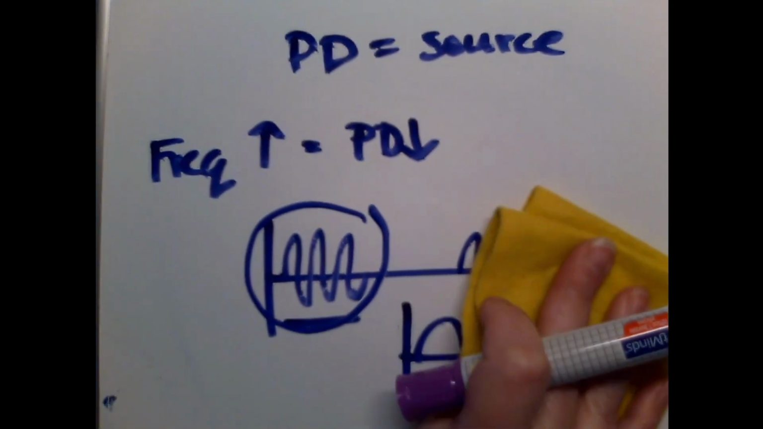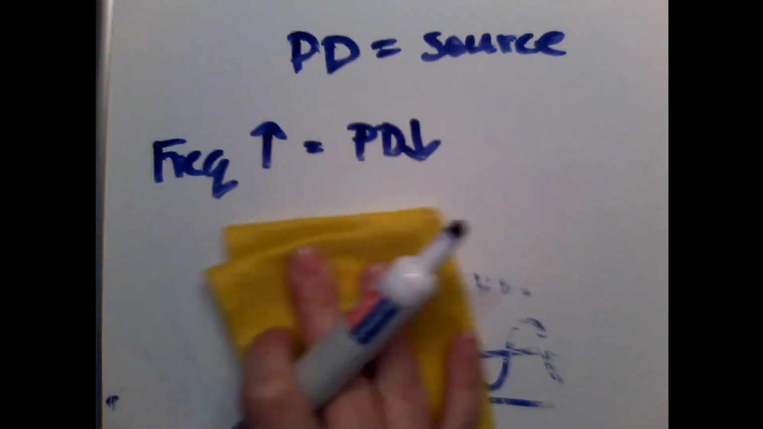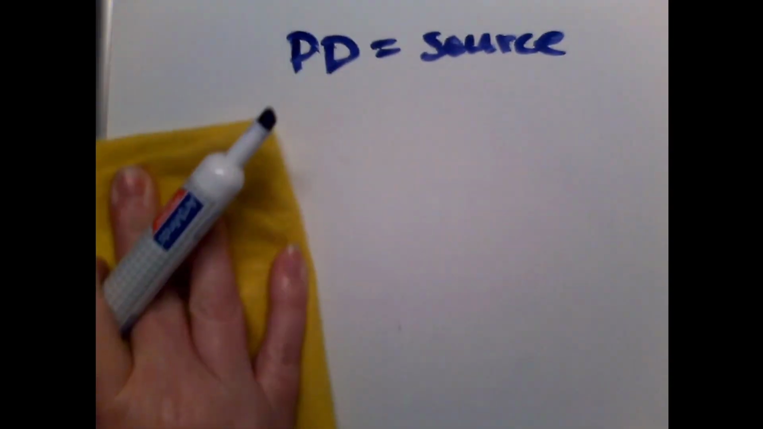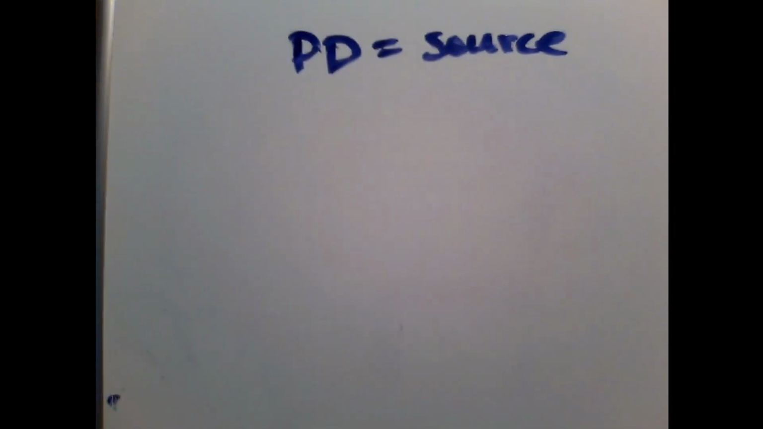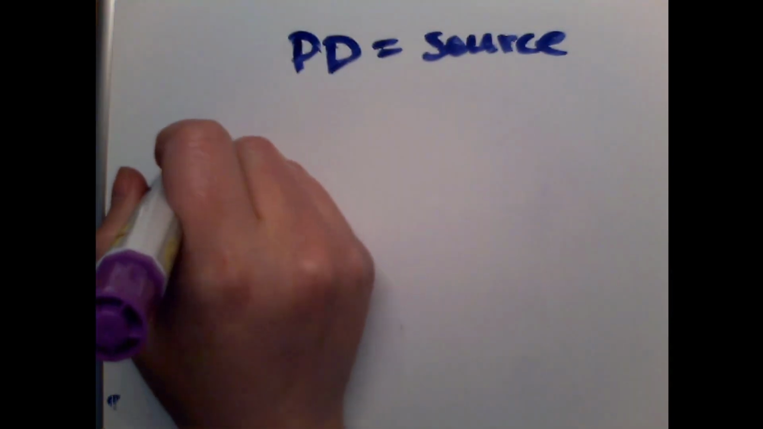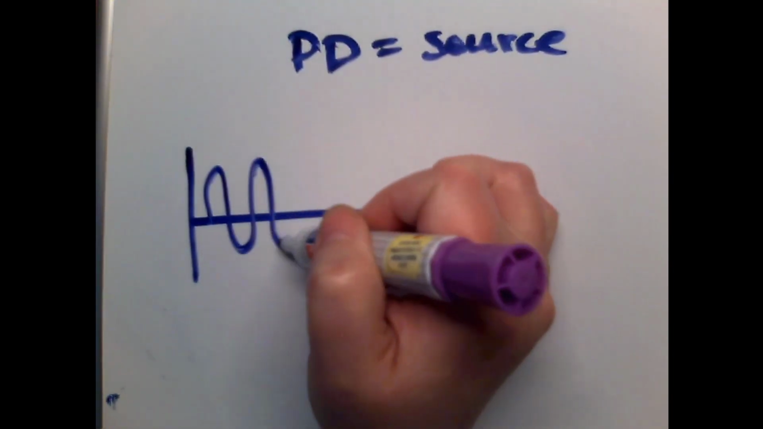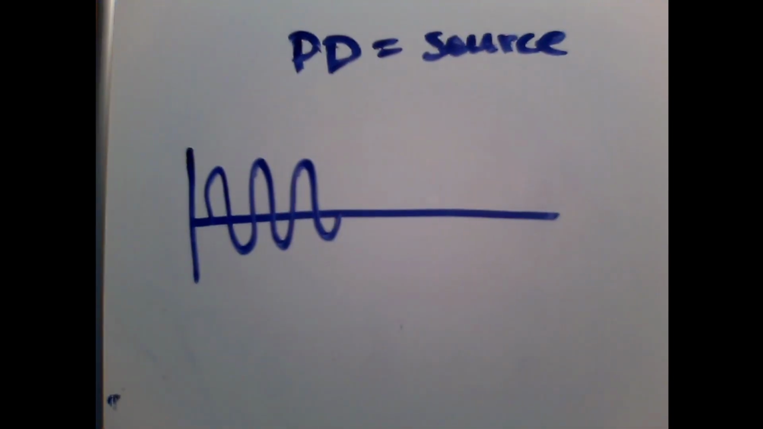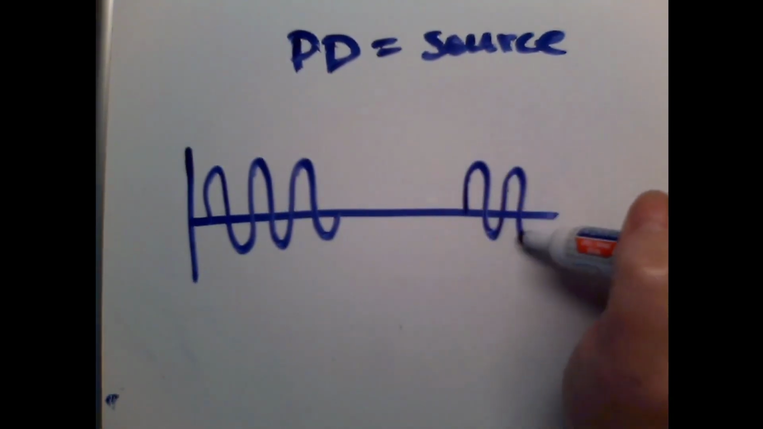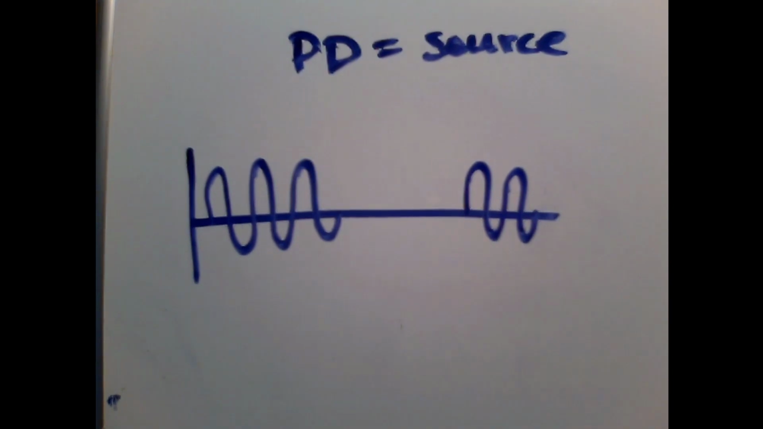Now the next thing that I said was that the number of cycles also determines the pulse duration. So if we have a pulse here, a 3-cycle pulse compared to a 2-cycle pulse, which one's going to take longer? Well, that's going to be the 3-cycle pulse. So the more cycles we have within a pulse, the longer the pulse duration is. So cycles and pulse duration are directly related.